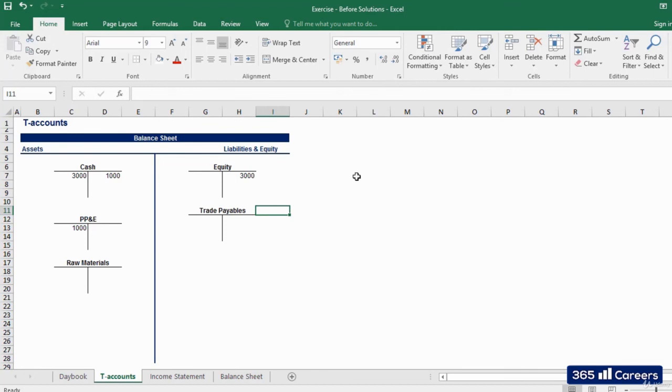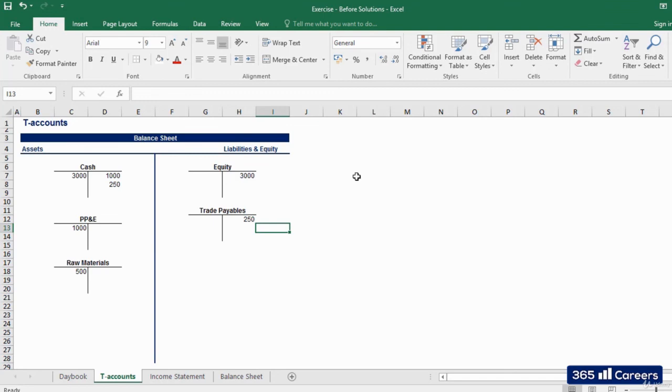Raw materials increase by $500. As we already said, raw materials have to be debited because they are an asset and because they increase by $500. I will write $500 on the left side of their T account. Then we need to credit trade payables and cash with $250, as we already did in the daybook. These 2 entries balance our balance sheet, as we registered $500 on the debit side and $500 on the credit side.